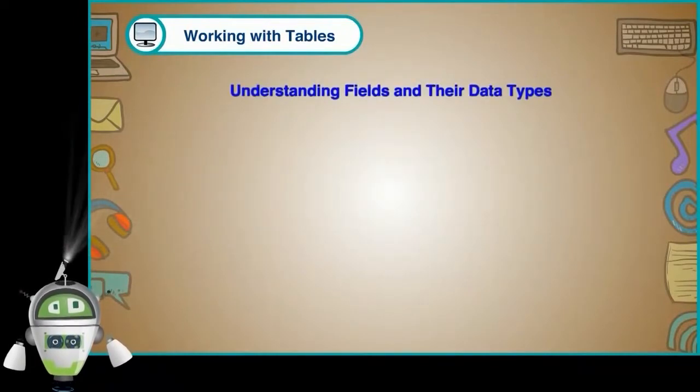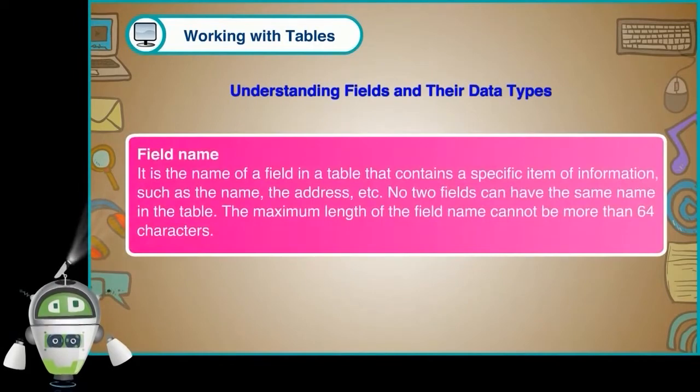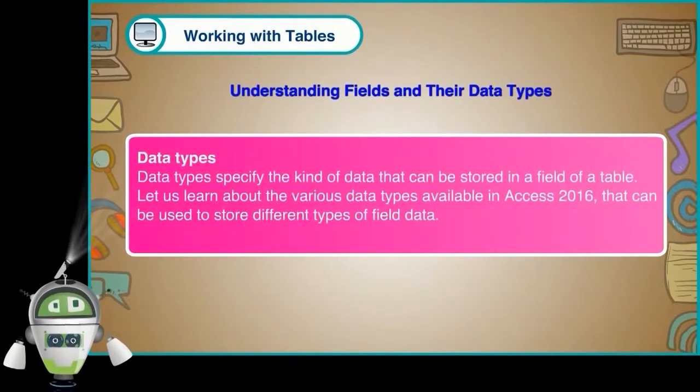Understanding fields and their data types. Field name. It is the name of a field in a table that contains a specific item of information, such as the name, the address, etc. And no two fields can have the same name in the table. The maximum length of the field name cannot be more than 64 characters. Data types. Data types specify the kind of data that can be stored in a field of a table.